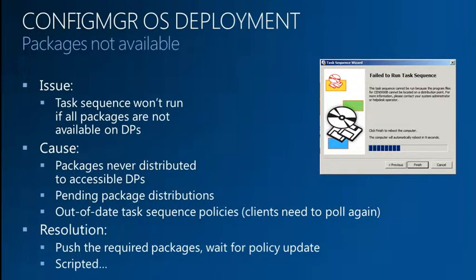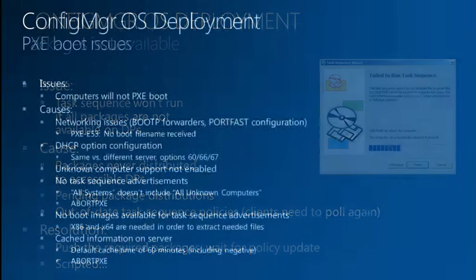With Config Manager 2012, my favorite feature by far is the option to distribute content. So if you right-click on a task sequence, hit Distribute Content, it will do all packages that are associated with that task sequence. You don't have to manually go through each one. That's just, to me, wonderful. It's just so good. I'm easily pleased, though.